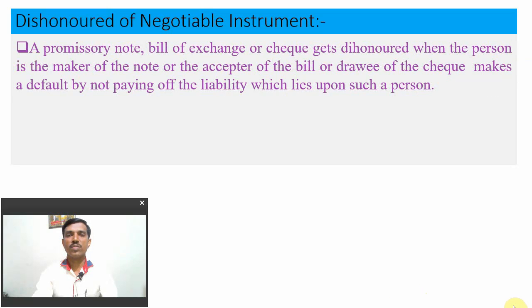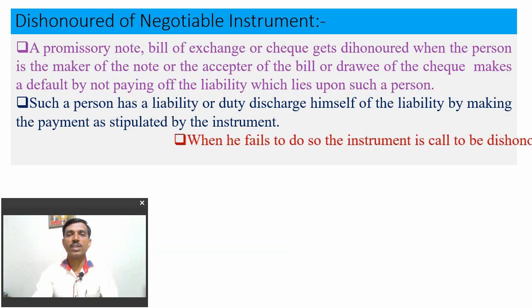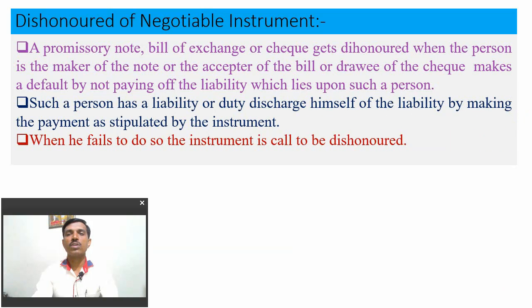An instrument gets dishonored when the person who is the maker of the note, the acceptor of the bill, or the drawee of the check makes a default by not paying the liability which lies upon such a person. Such a person has a liability or duty to discharge himself of the liability by making the payment as stipulated by the instrument. When they fail to do so, the instrument is called dishonored.